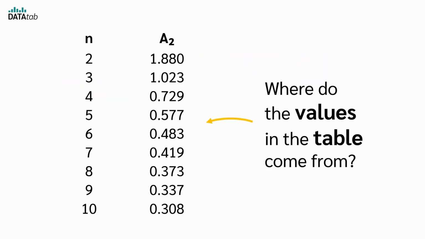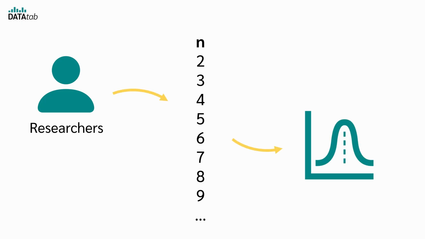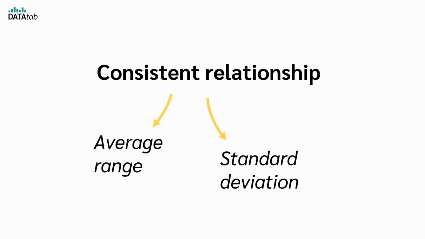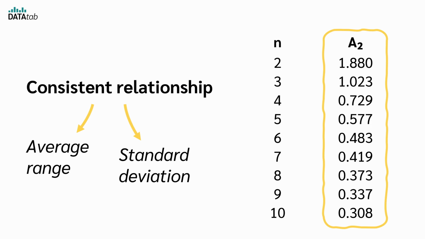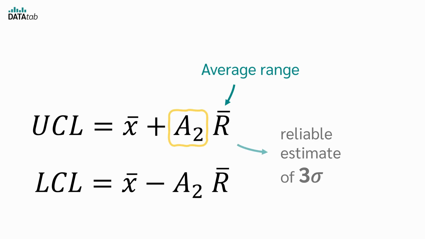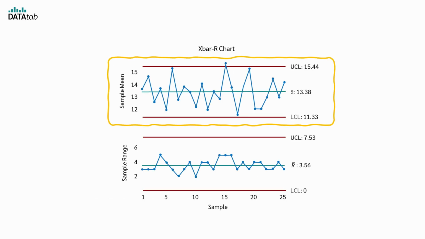But where do these values in the table come from? Researchers found that for any subgroup size n in normally distributed data, there's a consistent relationship between the average range and the true standard deviation. This relationship is represented by the constant A2. So multiplying the average range by A2 gives us a reliable estimate of 3 sigma. And for small subgroups, this method works better than simply computing the standard deviation directly. Now we have the so-called Xbar-R chart.